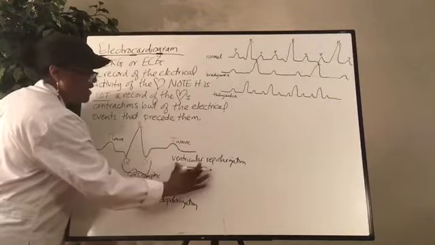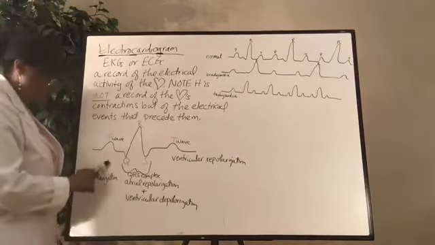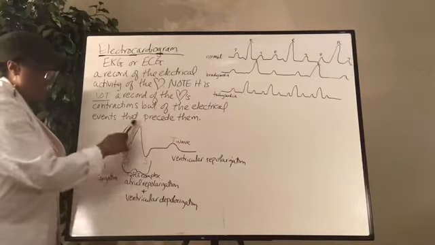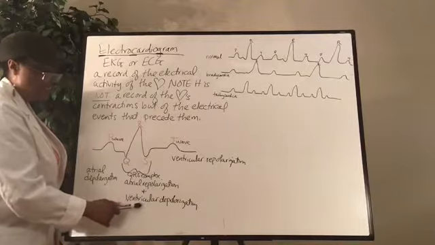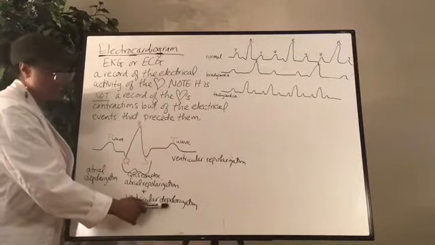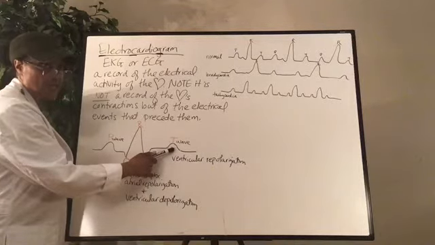Next, we have the T wave. The T wave is the ventricular repolarization. So here you will see the atria depolarizes in the P wave, the atria repolarizes when it relaxes, then the ventricle depolarizes where it contracts, and then the ventricle repolarizes where it relaxes.